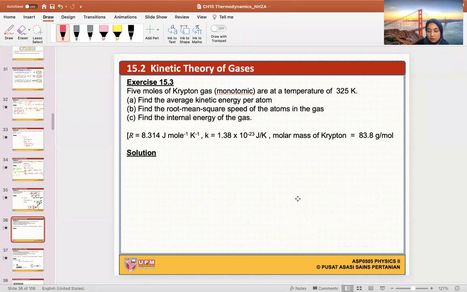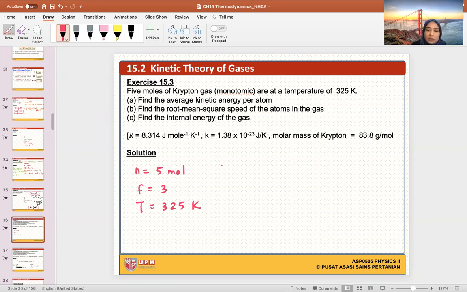Okay, so exercise 15.3. I don't know which number this is in your module book, but this is the same question. 5 moles of krypton gas, which is a monatomic gas, are at a temperature of 325 K. So let's write that down. N equals 5. Krypton gas, so our F should be 3 because it's monatomic. T is 325 K. Find the average kinetic energy per atom.